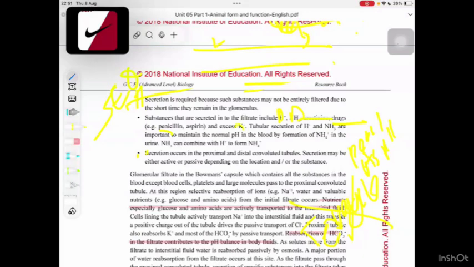And excess K plus. So these are the substances which are secreted. Tubular secretion of H plus and ammonia is important to maintain normal pH. Now, in the blood, if H plus is there, what happens? It decreases the pH. That means acidic medium. If ammonia is there, what happens? It increases the pH, right? Increases the pH. That means what?